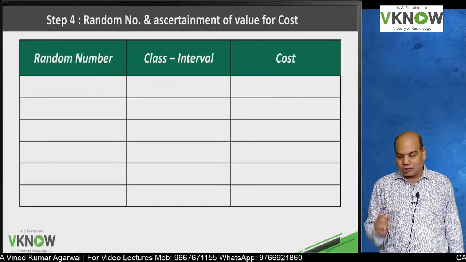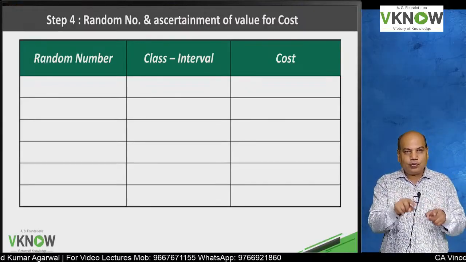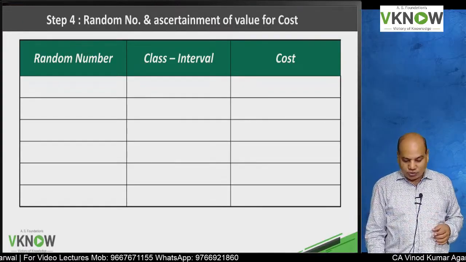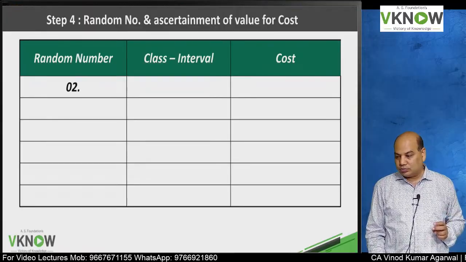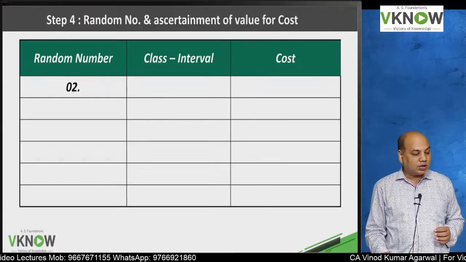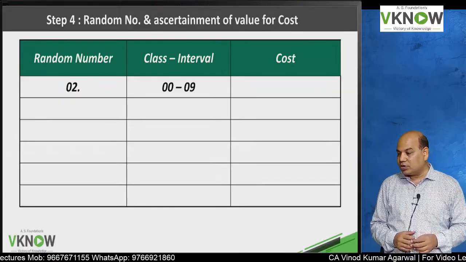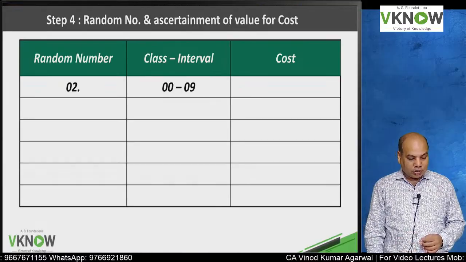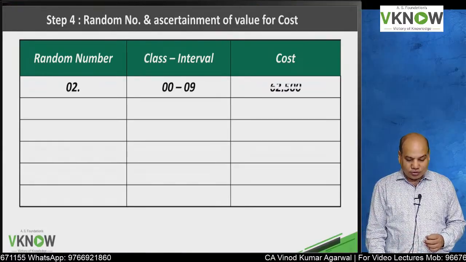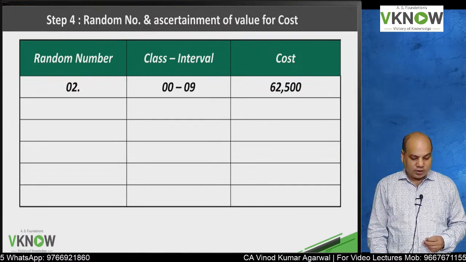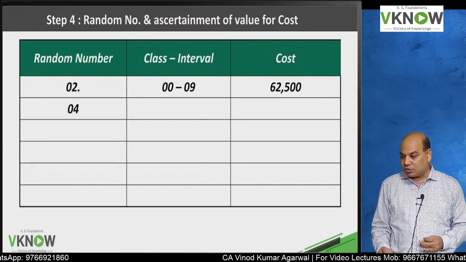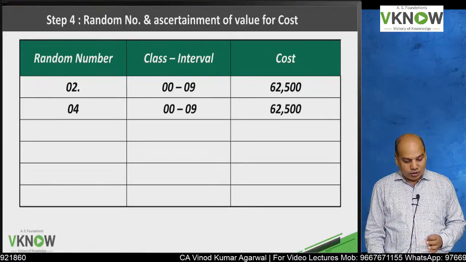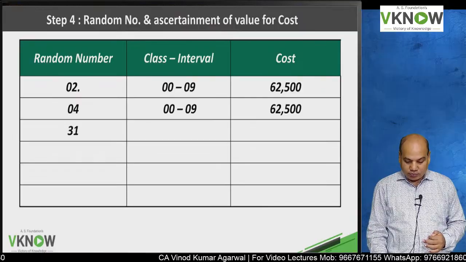As we discussed in the question, the 2nd, 4th, 6th and 8th random numbers given in the question are for cost. So the 2nd random number in the question is 2. It will belong to which class interval? First class interval, 00 to 09. And what is the cost for that? The cost for that is 62,500. Then the next random number is 4. This will also belong to this class interval. This is the cost. The next random number is 31.